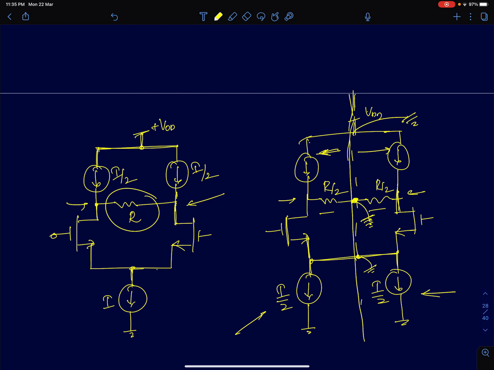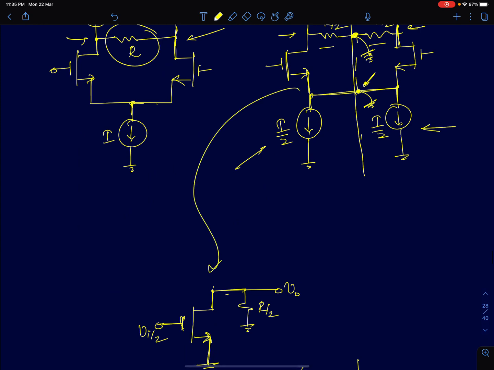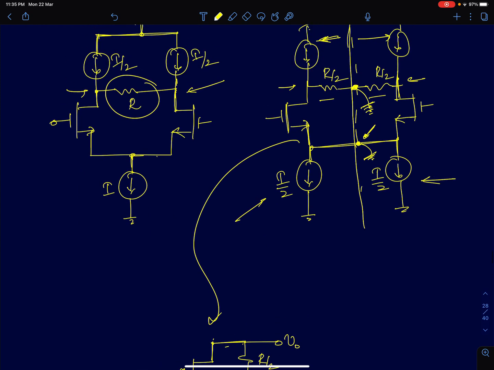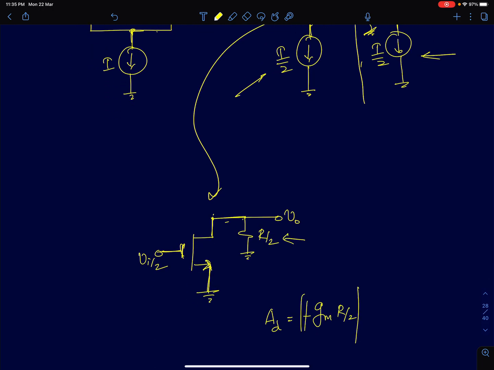You just have to draw the axis of symmetry, and this node will come to AC ground. So this is AC ground only for differential inputs. Then the differential half circuit reduces to something like this. Source is at ground. At the drain we have, I'm just going to ignore the current source in AC analysis, resistance R by 2, and the differential gain is simply GM times R by 2. There is a minus sign, but we said we don't worry about the sign. The gain is simply GM times R by 2.